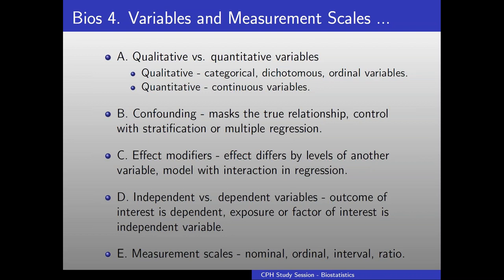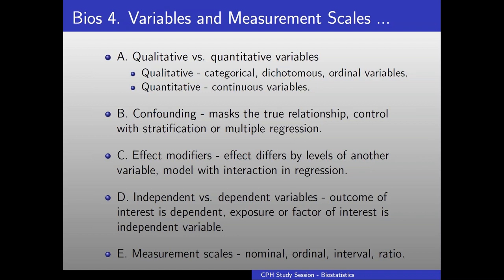The next one is confounding. I'm sure you had confounding in your epidemiology review as well, but we've talked about it in biostatistics as well because it is very important. It's a third variable that masks the true relationship between an exposure and an outcome. When I say exposure and outcome, I'm using terminology more common in epidemiology, but in biostatistics we may more often call it independent and dependent variable. So the exposure would be the independent and the outcome would be the dependent.